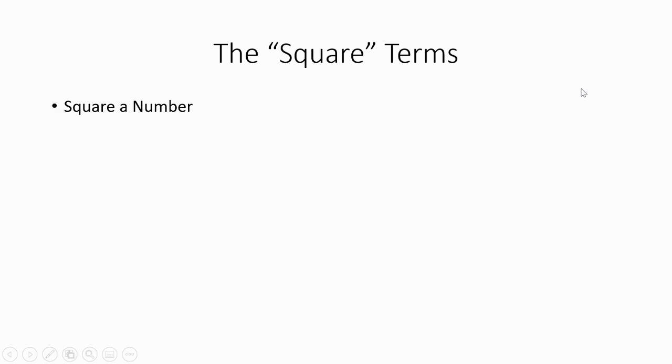So one thing you hear is they square a number, like take a number and square it. That would look something like this, like 5 squared. What that means is you take a number times itself, right? 5 times 5, which is 25. So 5 squared is 25.